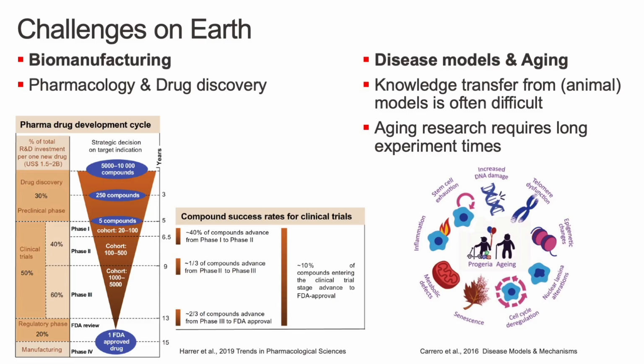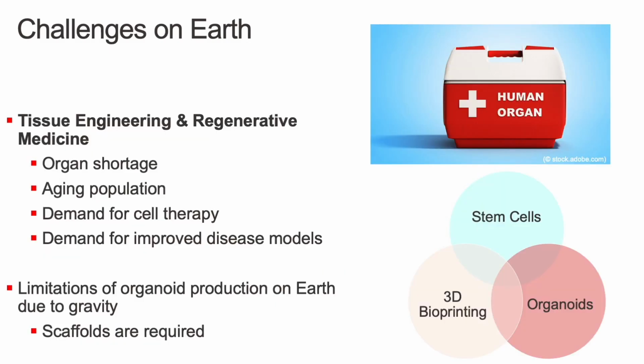Also, disease and aging research using cell culture and animal models is very cumbersome. Research requires long experiment times, and the knowledge transfer from models to human is often very difficult. Also, in the area of tissue engineering and regenerative medicine, there are big challenges. An organ shortage exists, and patients often have to wait for many years for an organ donation and transplantation. However, our population is getting older, and there is an increased need for organ donations as well as for cell therapy, and together with this for improved disease models.